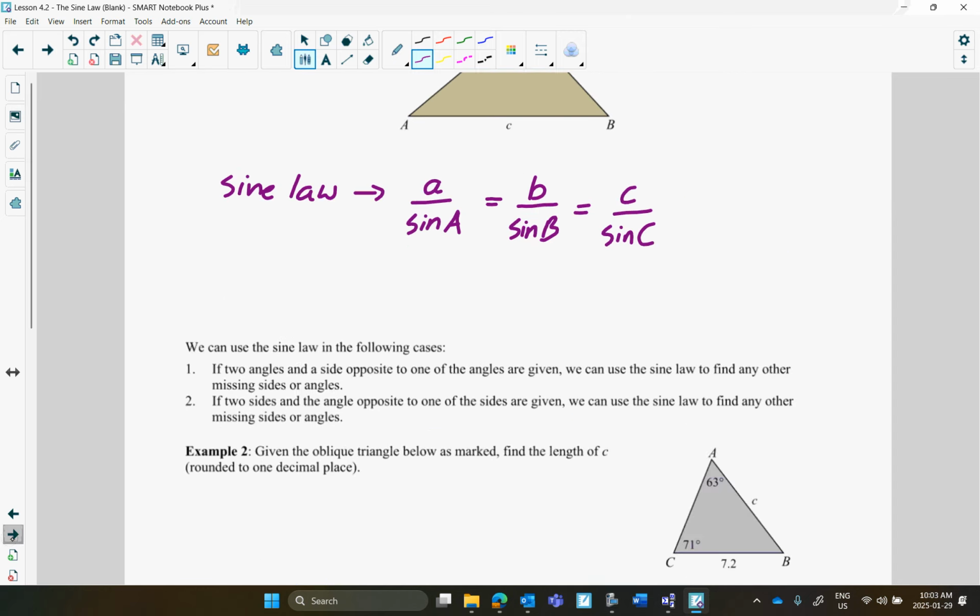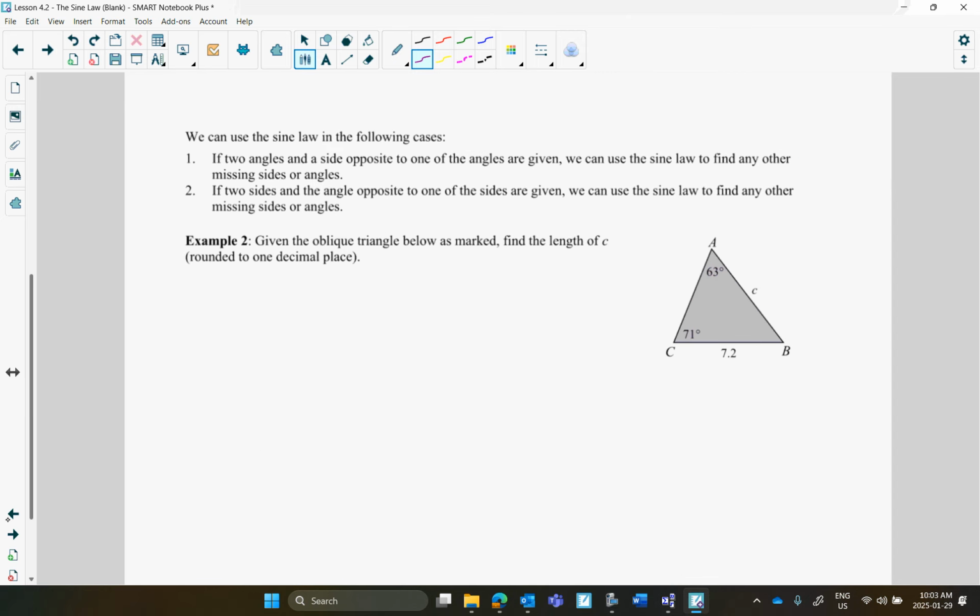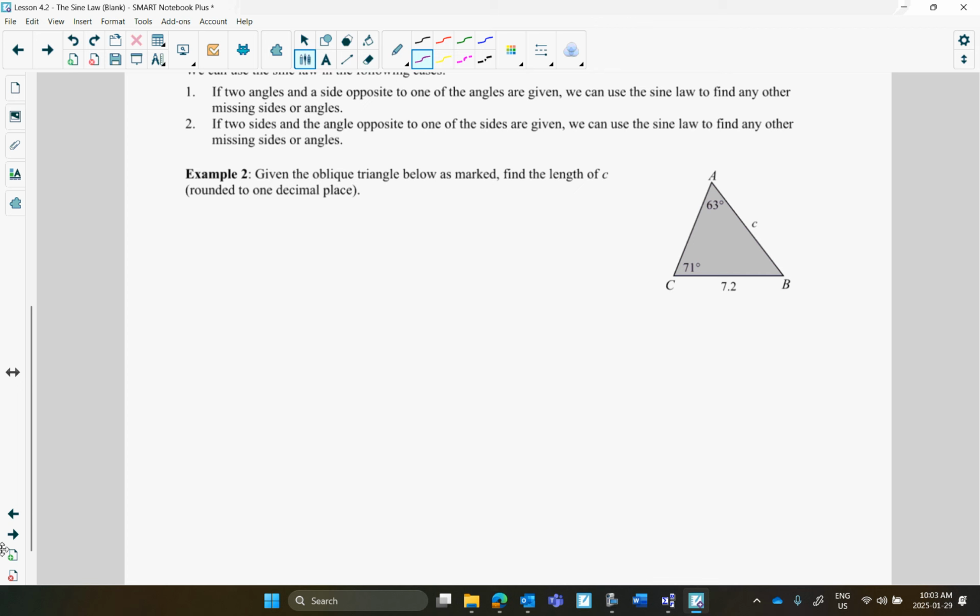So let's have a look at the next one. Over here, bottom of the second page. We have a non-right triangle. We're given two angles, one of the sides, and we're asked to find one of the missing sides. First thing we need to do, like really with sine law, set up the equation, cross multiply, get the side by itself, and use your calculator. What does the equation look like?